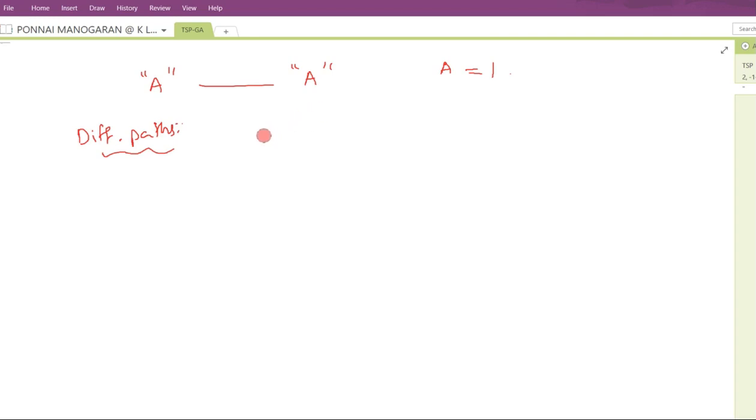So the path can be something like this: A, B, C, D, E, A. You can convert this into a numerical representation: 1, 2, 3, 4, 5, 1. Again, for our genetic algorithm processing, since the source and destination are known, we can omit this one.